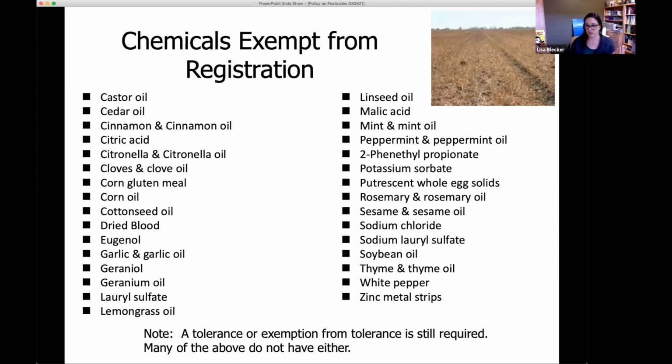Otherwise, it's experimental. So if you don't have a registration or exemption from registration, that's fine. You can do that. It's an experimental trial. But you are not necessarily exempt from a tolerance with these lower toxicity materials. You do have to check and make sure you have a tolerance or an exemption from a tolerance. Katrina has been doing a lot of that searching recently, so we can help identify if you are exempt from a tolerance, but that's just something to check.